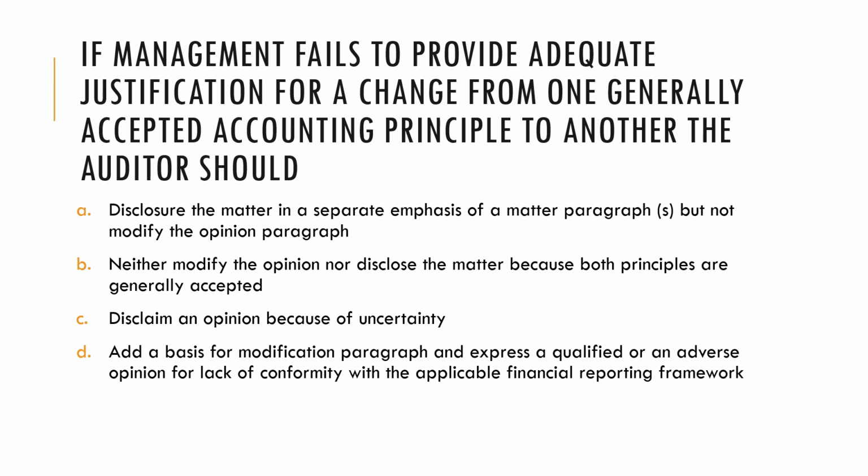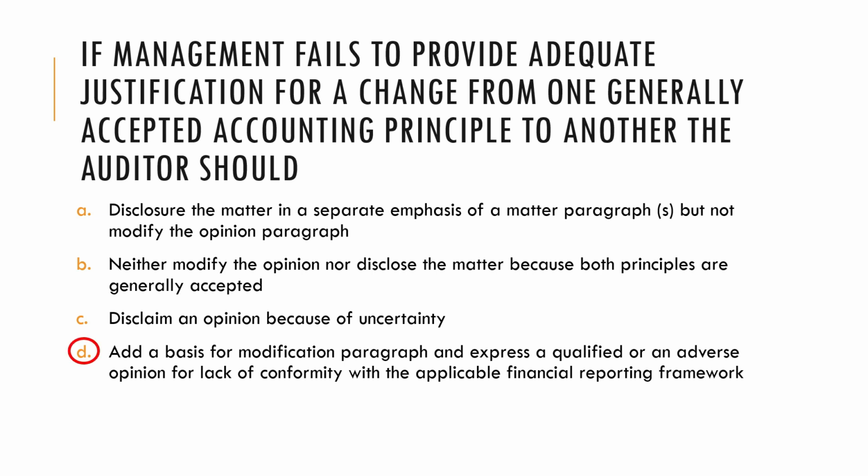Letter A, disclose the matter in a separate emphasis of matter paragraph, but no need to modify the audit opinion. Letter B, neither modify the opinion nor disclose the matter because anyway, both principles are generally accepted. So it would be like, we'll just keep quiet about it. There's no need to talk about it. Anyway, both are accepted. Or letter C, disclaim an opinion because of uncertainty? Or letter D, add a basis for modification paragraph and express either a qualified or adverse opinion for lack of conformity with the applicable financial reporting framework.